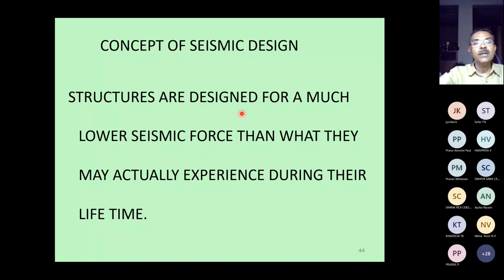This is because if we try to design the structure for the full earthquake load, of course, there are structures that are built for the full load, like a nuclear power plant, wherein the consequences of failure of such a structure are much higher than the effect of the earthquake itself. A nuclear power plant is designed for almost 100% earthquake force, so that it will not have any damage even in the peak earthquake. So the concept of seismic design is that structures are designed for a much lower seismic force than what they may actually experience during the peak earthquake during their lifetime.